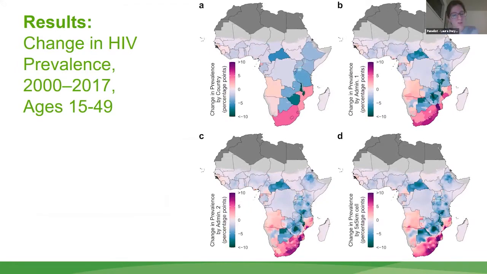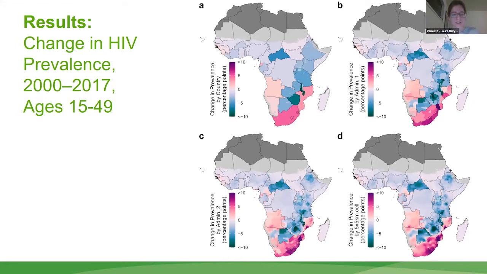Another 4 maps display the change in prevalence from 2000 to 2017. This is the second of the 2 figures that I want to share, and this shows our estimates of the change in HIV prevalence since the beginning of the century, so from 2000 to 2017, and again contrasts the view if you're looking at the national level to increasing levels of geographic disaggregation.